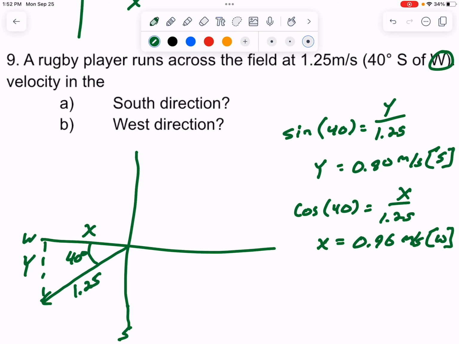So again, I know that video is very repetitive, but this repetition is key. It's literally just the same sine, cosine over and over again. You just have to really make sure you know how to draw your triangle correctly, because that'll tell you if you're looking for opposite or adjacent and which function to use.